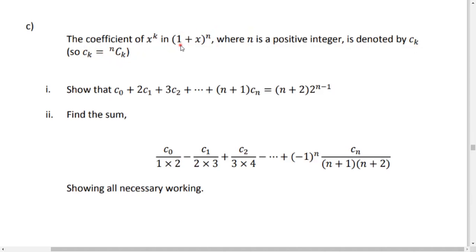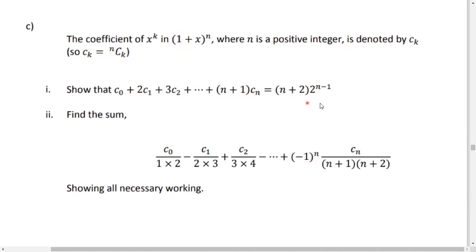And so with a bit of binomial, you should be able to expand this out, and then you'll know what that means. And then they want you to show C0, which is nC0, plus 2 nC1, plus 3 nC2, plus dot dot dot, plus (n plus 1) nCn equals (n plus 2) times 2 to the n minus 1.